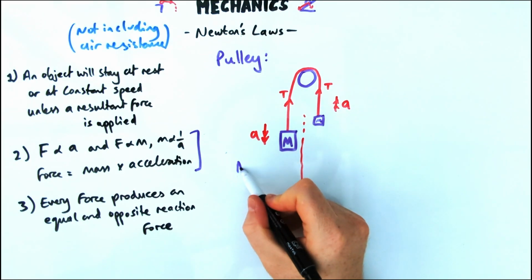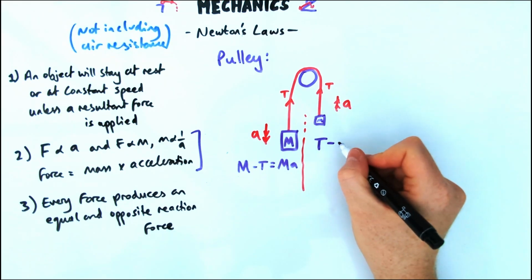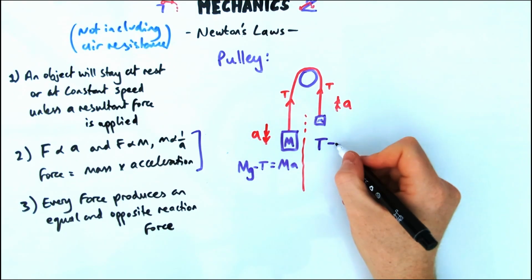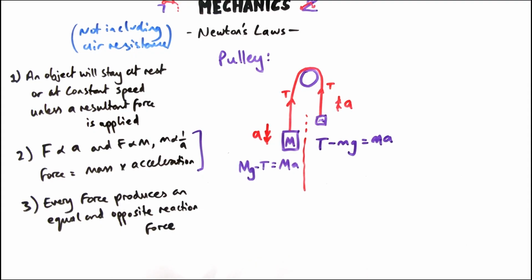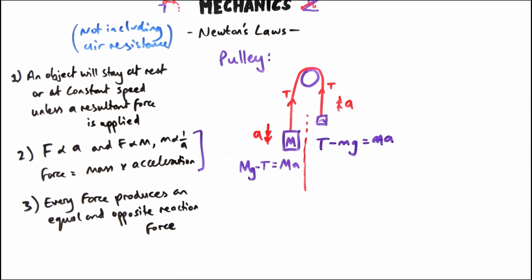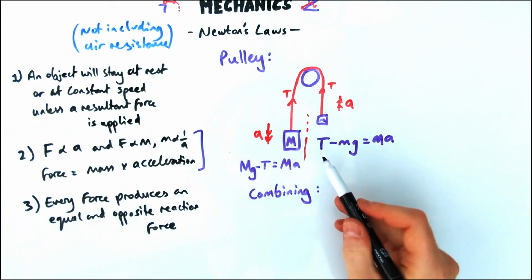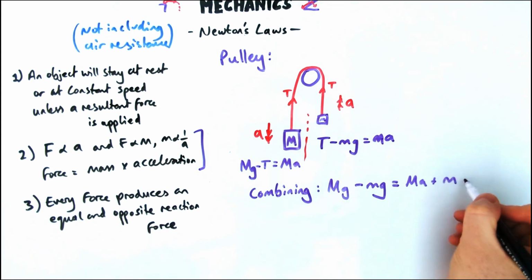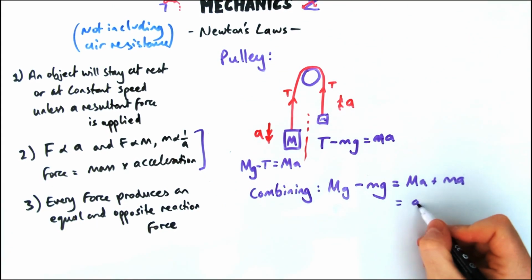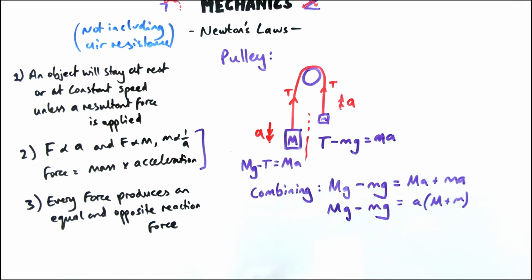So come up with expressions for these two masses. I've got capital Mg minus T equals Ma, and the right hand one we've got T minus mg equals ma. So just like we did previously, we can combine these two expressions together, getting rid of T, because if you add them, the T disappears, being capital Mg minus little mg equals capital Ma plus little ma. So factorising these out, I've got Mg minus mg equals a, and then in brackets the two masses added together, if I wanted to find out what one of those terms are.